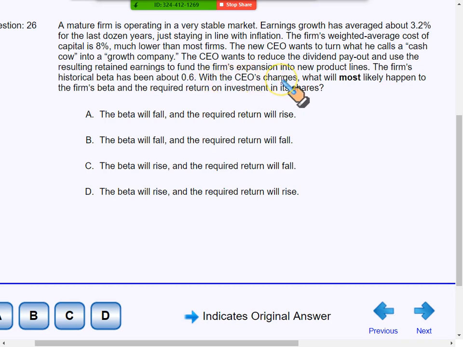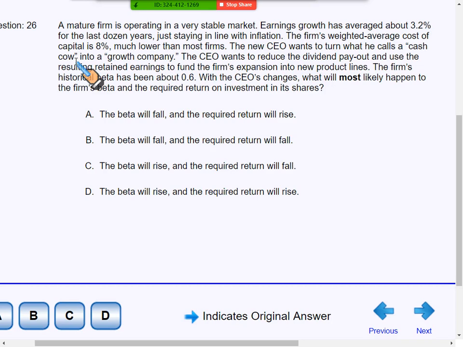With the CEO's changes, what will most likely happen to the firm's beta and the required return on investment in its shares? Now, this is interesting. The CEO is planning to switch into a market where he's going to introduce new product lines. He wants to convert this cash cow, which, remember, is a less risky business, because without taking risk, the company is generating a good deal of cash. Like Microsoft, you don't see so many ads of Microsoft on TV or on the internet, because it's a very stable company generating regular, consistent cash flows.